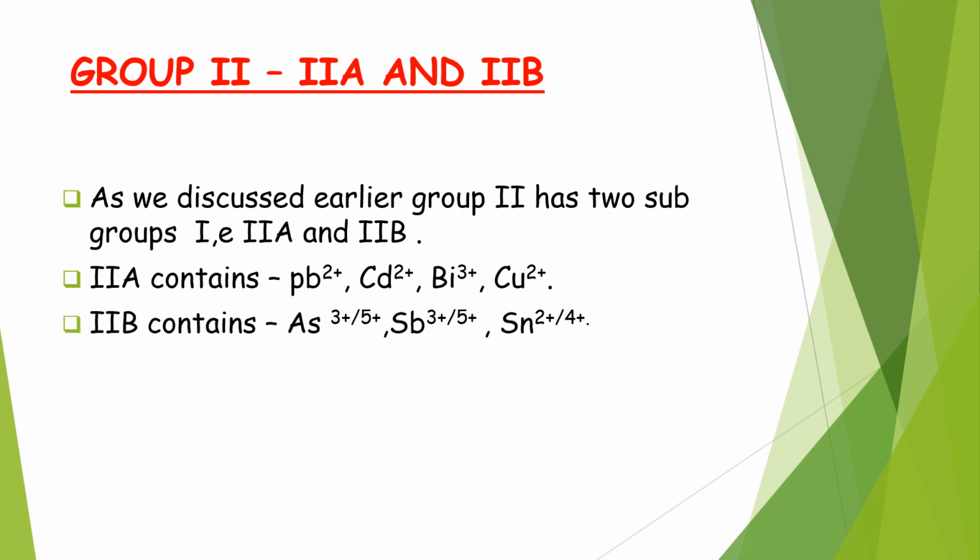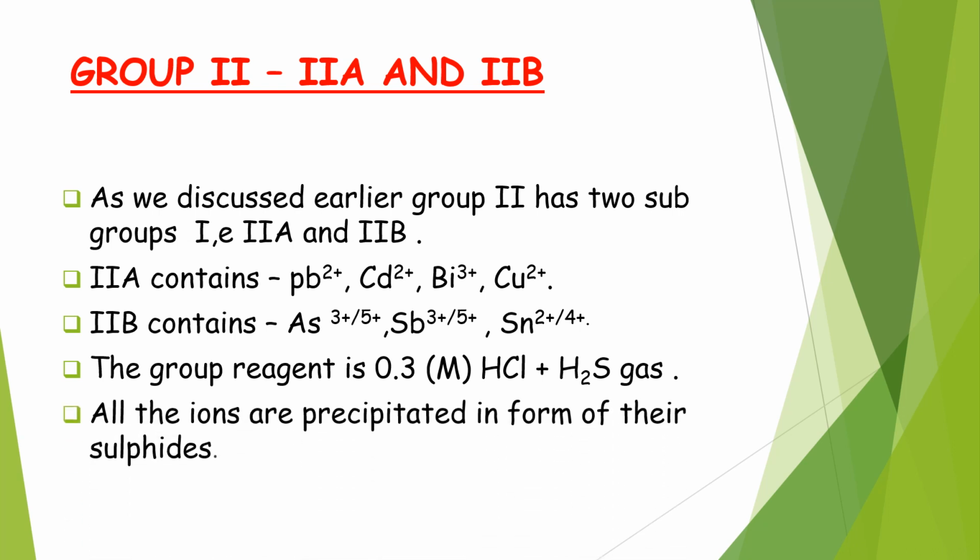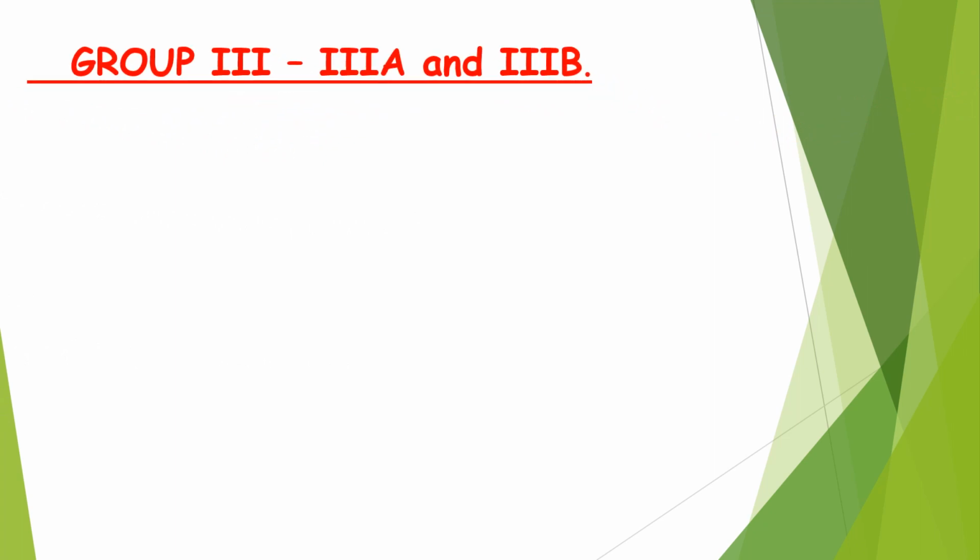Now group 2B contains arsenic in +3 and +5 oxidation states, as well as antimony and tin. The group reagent is 0.3 molar HCl in the presence of H2S gas. All the ions present in group 2, along with group 2A and group 2B, are precipitated in the form of their sulphides. Now moving towards group 3.